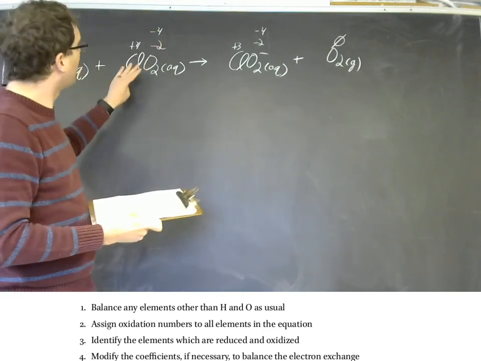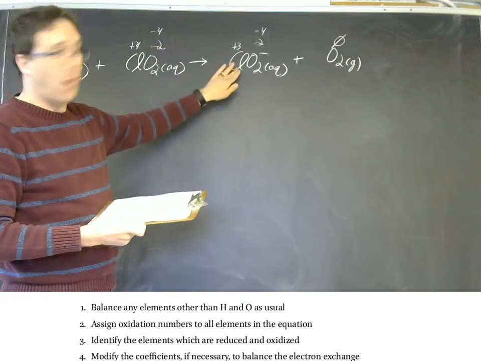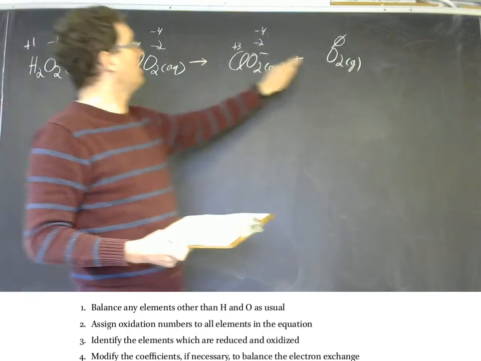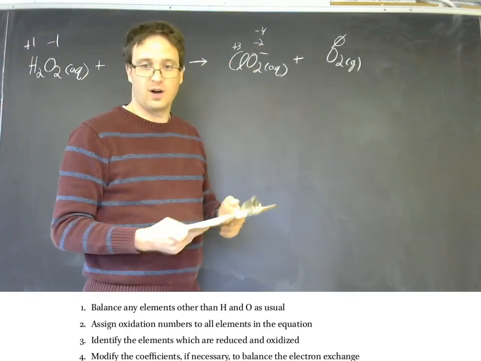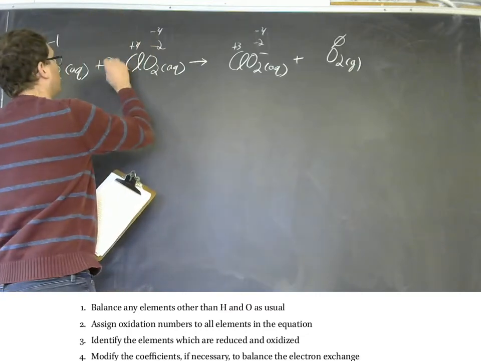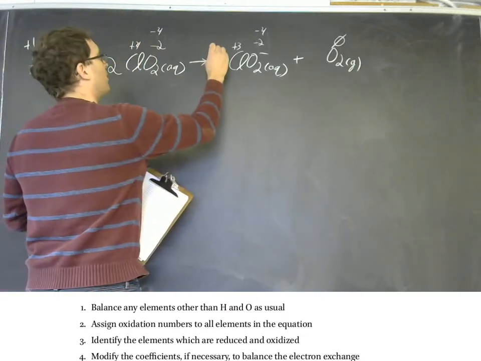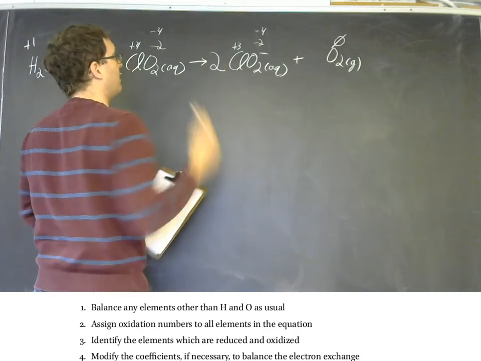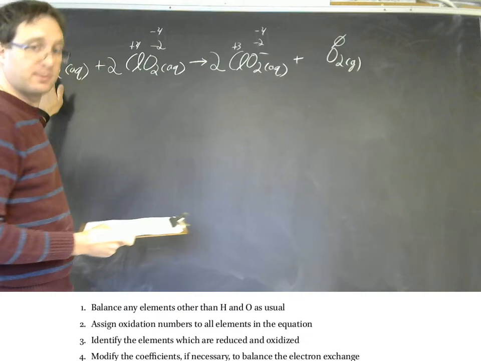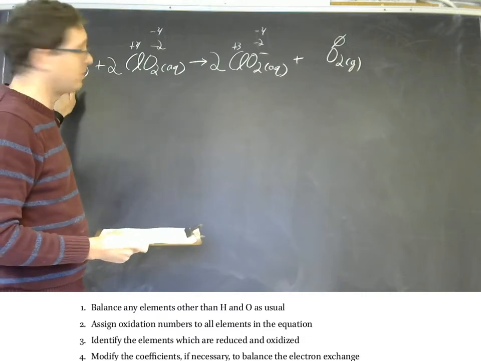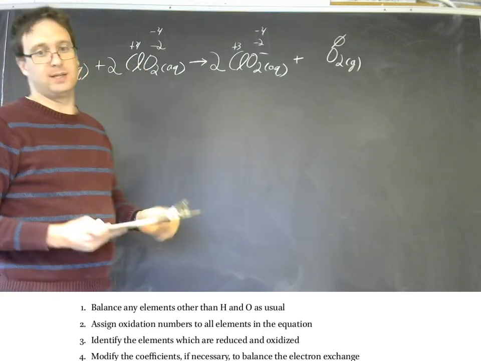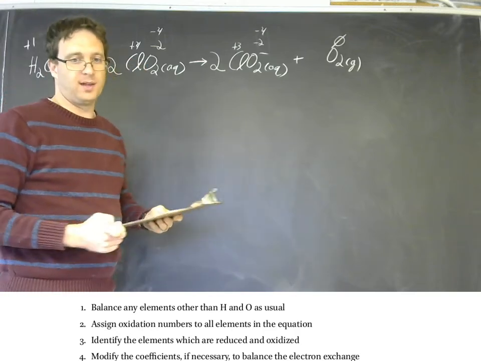That means that this chlorine has gained 1 electron. These 2 oxygens have each lost 1 electron, and there are 2 of them. And so to balance this, we're going to need to put a 2 in front of the chlorine dioxide and the chlorite ion, so that there's a total of 2 electrons that are lost by the oxygens collectively in the hydrogen peroxide, and 2 electrons that are gained by the chlorines in the chlorine dioxide.